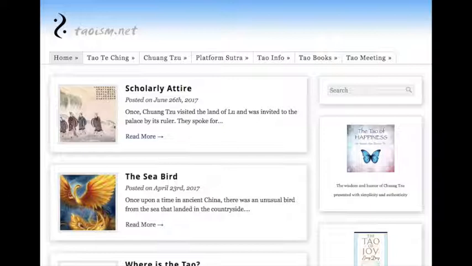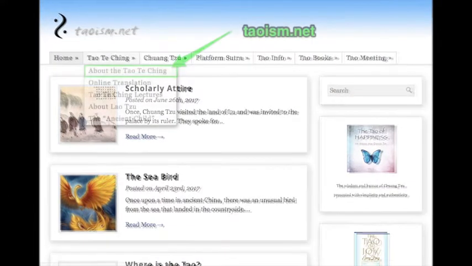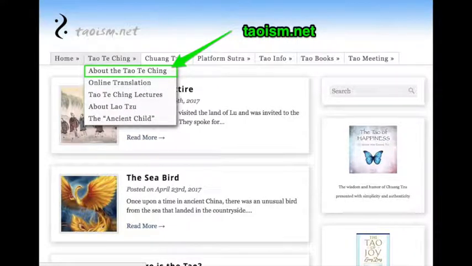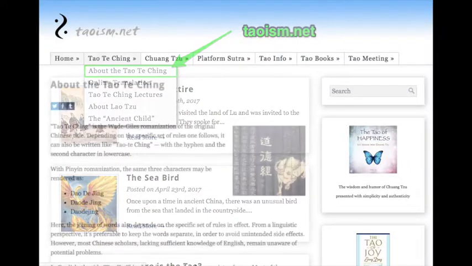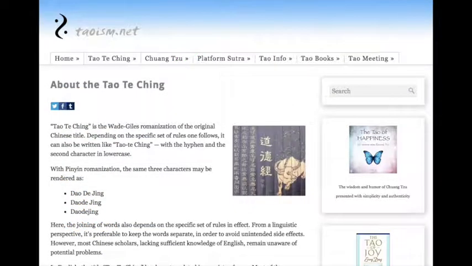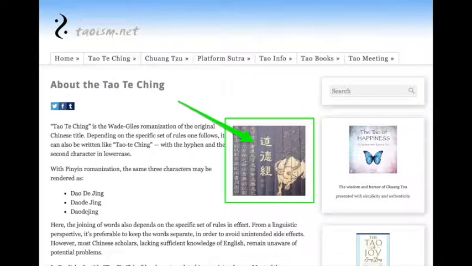So to start with, just to make it sort of like an introduction, I'll bring in this web page over here. This is the website, Taoism.net. And what I'm doing is that I am coming to the section, the menu heading, Dao De Jing, and I'm pulling up the web page called About Dao De Jing. So you'll see that there's an image here with the 3 characters of the Dao De Jing. Those are the Chinese characters that are phonetically rendered as Dao De Jing.